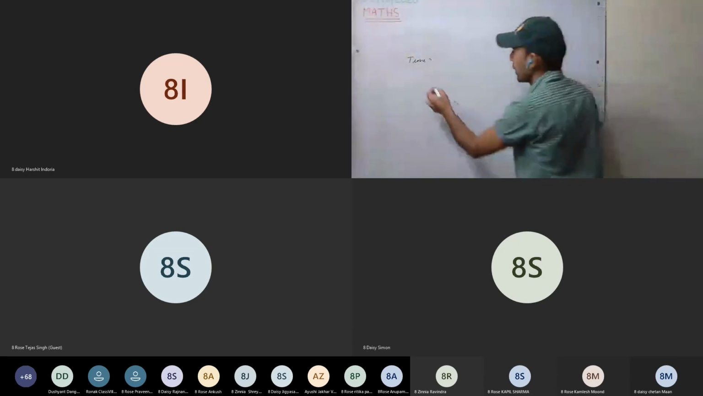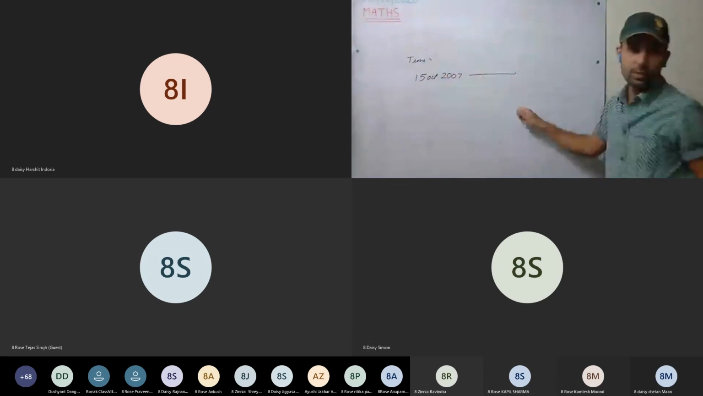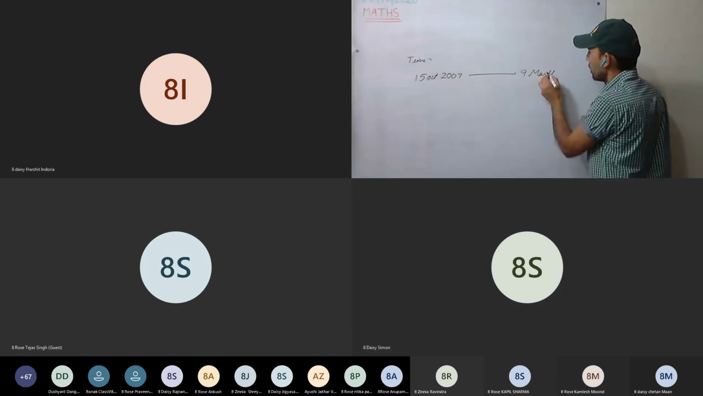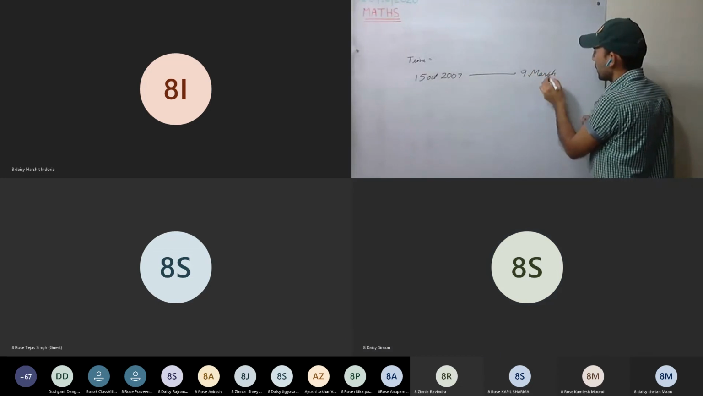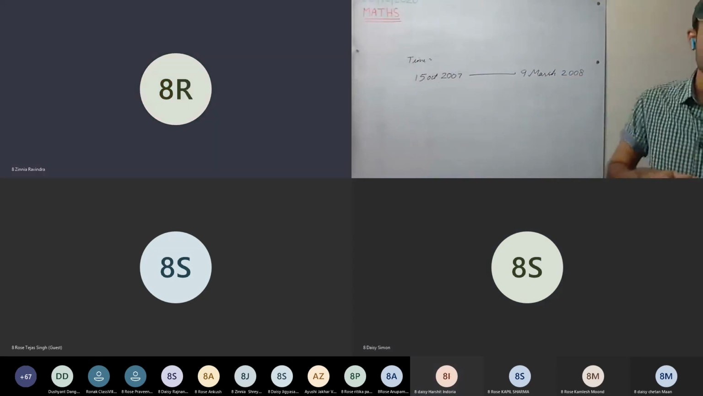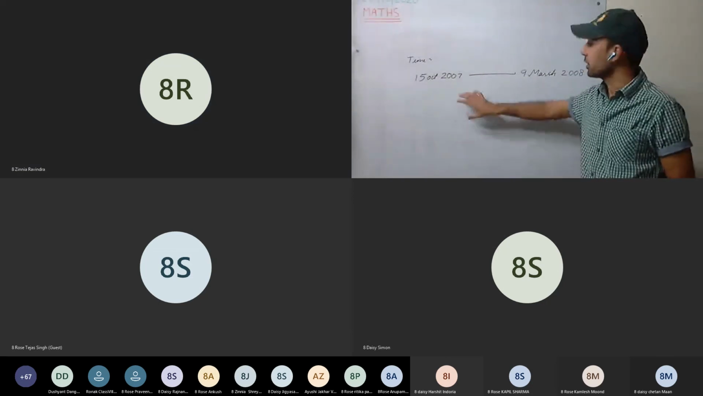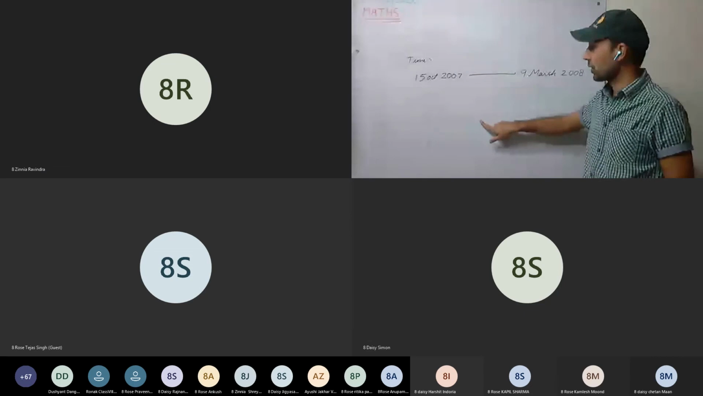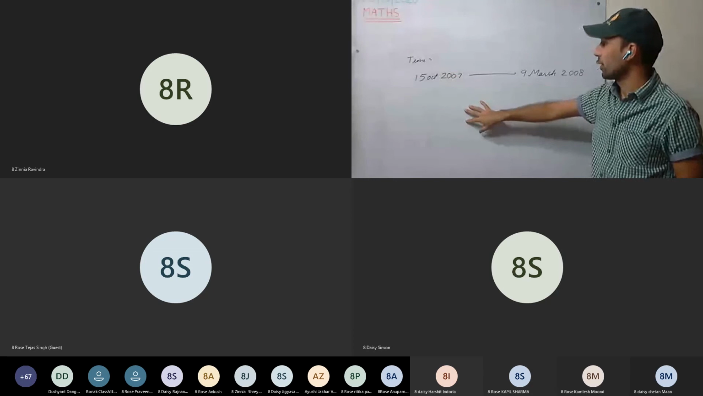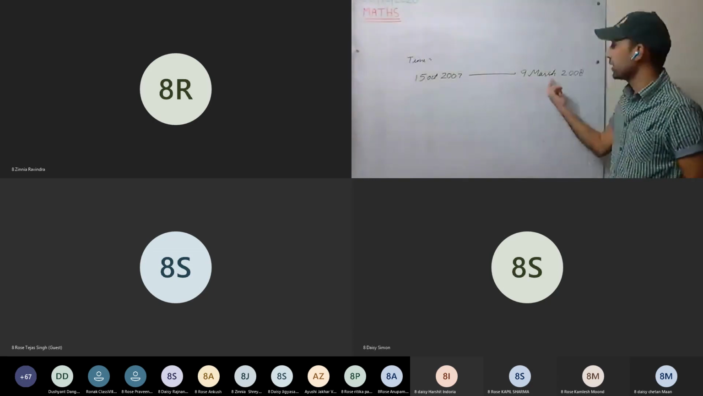So 15th October 2007 to 9 March. This is question number 3. The rest you can do as homework. We have already calculated the time. Simply put it in the formula and calculate it. And rupees 173 you are getting. Now calculate the time.